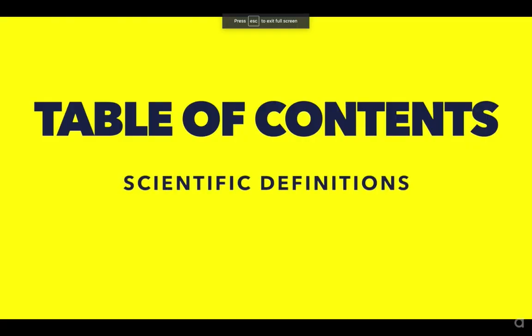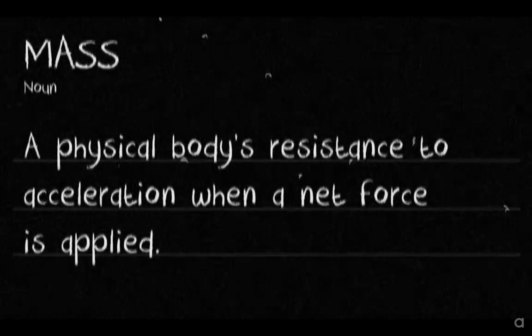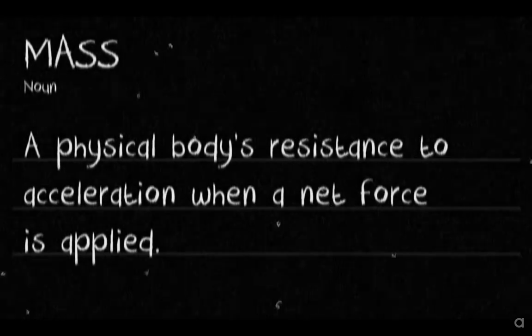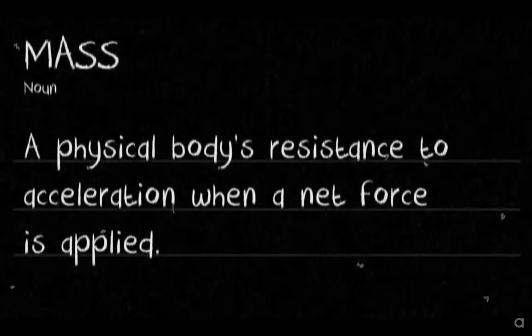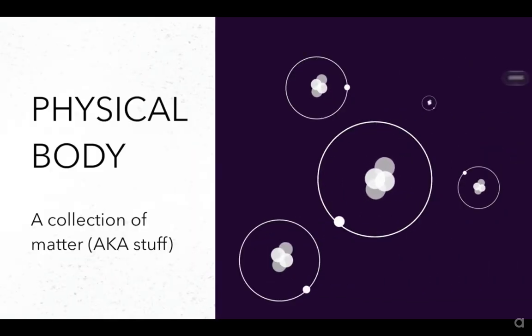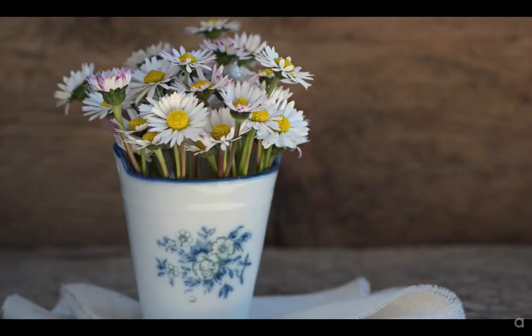Let's get the scientific physics definitions out of the way first, then we'll discuss what they actually mean in normal people terms. Mass. Mass is a physical body's resistance to acceleration when a net force is applied. Okay, what does that mean in normal people terms? First things first, a physical body is just a fancy name for a collection of matter or stuff. So a physical body could be a planet, a galaxy, a vase, or a puppy, whatever.